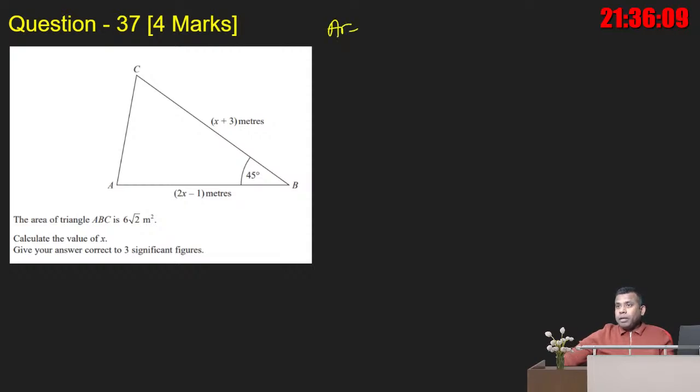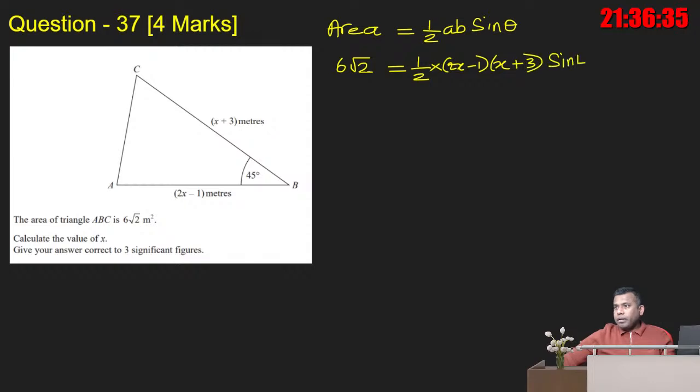So let me show the working out. Area equals half times a times b times sine theta, right? The area is given as 6 root 2, and that is equal to half times a, which is 2x minus 1, times x plus 3, and sine 45, right?